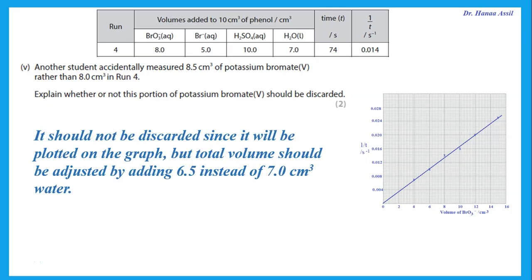All we need to do is add water so that the whole volume is still the same. So instead of adding 7 cm³ of water, since we added 0.5 more of the bromate, we need 0.5 less of the water so that the overall concentration is still the same.